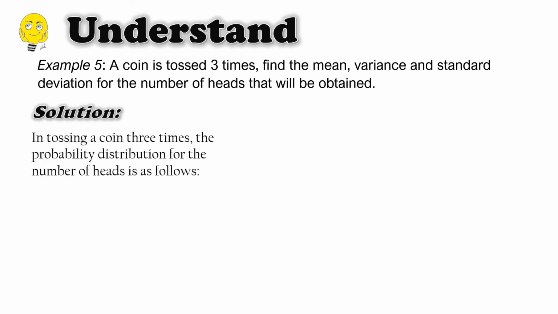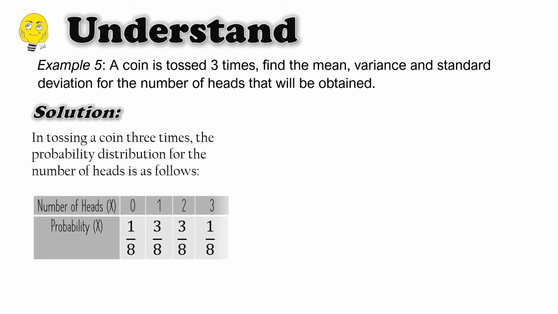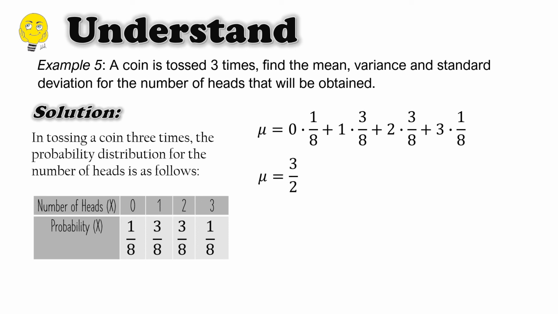In tossing a coin 3 times, the probability distribution for the number of heads is as follows. If x is the number of heads, then the probability of x are as follows. Solving for the mean, that will be equal to the summation of the product x times p of x. So we have 0 times 1 over 8 plus 1 times 3 over 8 plus 2 times 3 over 8 plus 3 times 1 over 8. And this is equal to 3 halves. The same answer in the formula for the mean of binomial distribution.